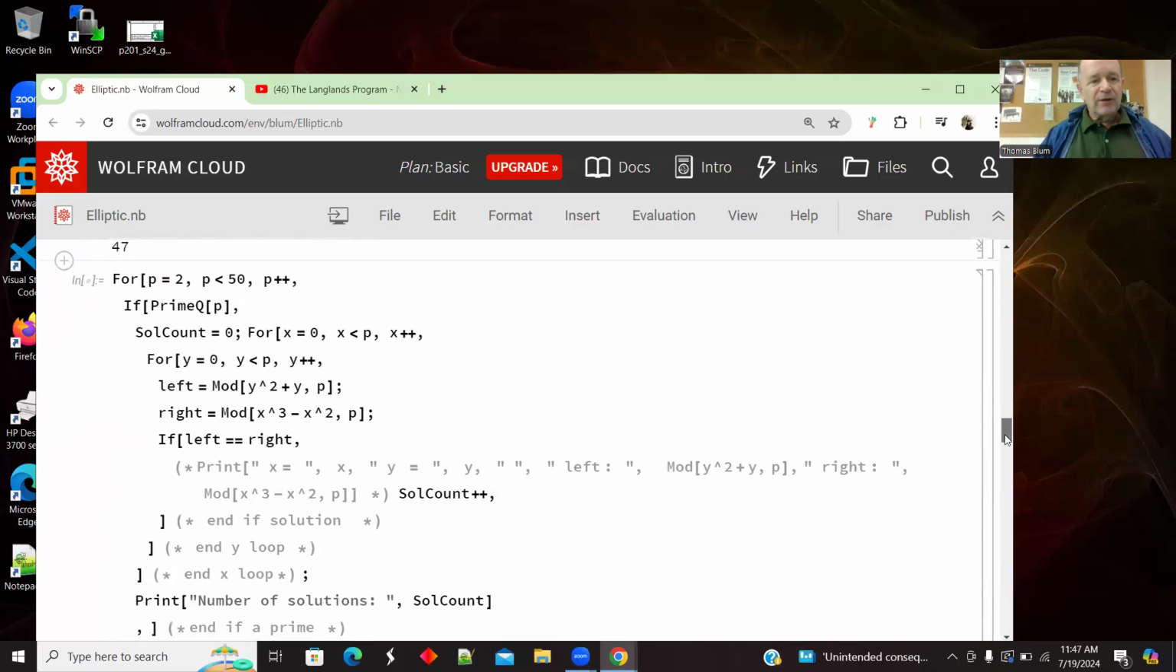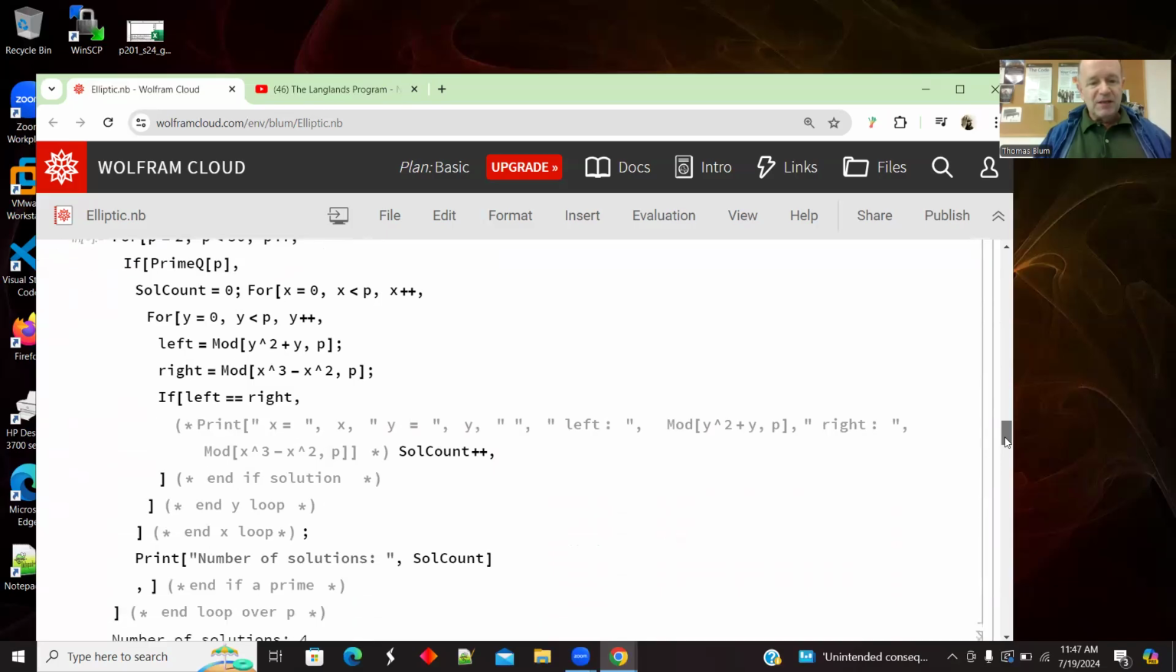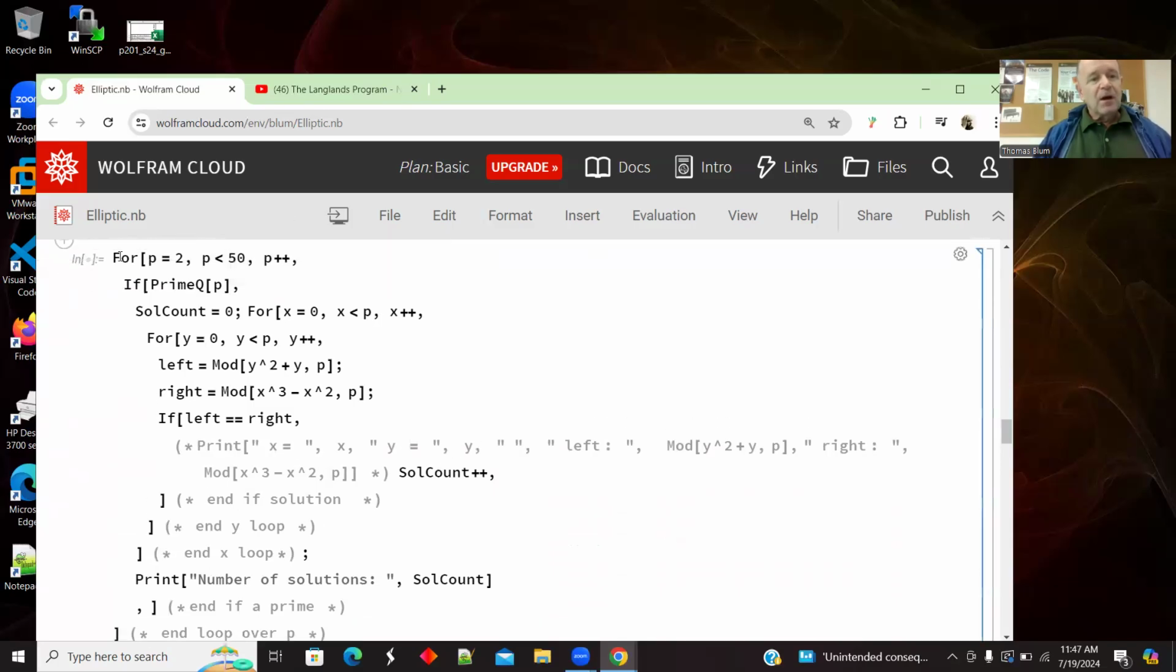Okay, so now I'm going to put these pieces together. I'm looping over the p's. I'm asking if p is a prime. If p is a prime, I'm setting my solution counter to 0. I'm doing my loop over the x's, over the y's. I'm calculating the left-hand side and the right-hand side. With the moduluses, I'm asking if the left is equal to the right. I am incrementing my solution counter, and I'm printing out the solution counter.